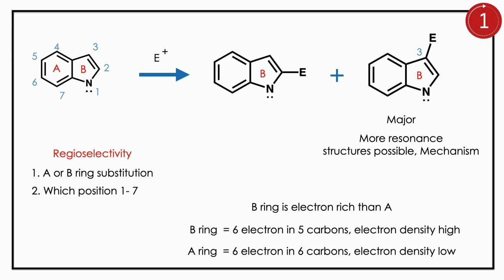Why? Because here there are 6 electrons in 5 atoms. So B is more electron rich. So the reaction happens at B here. So the final product is the 3-substituted product. The concept you have learned here is that in indole, the third position is regioselective. Finally, the electrophile attacks the third position.